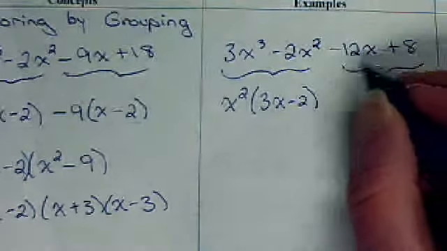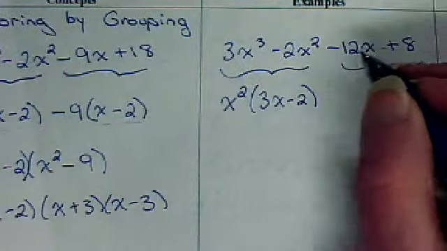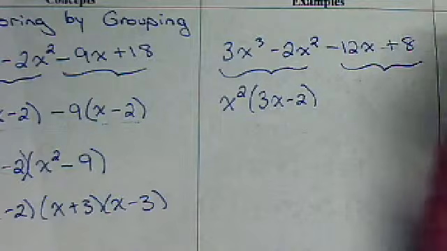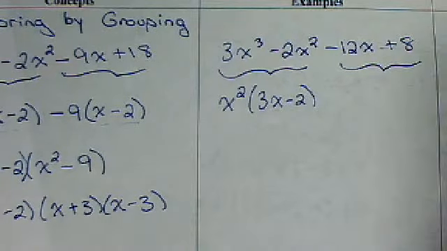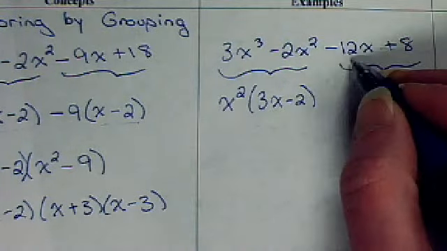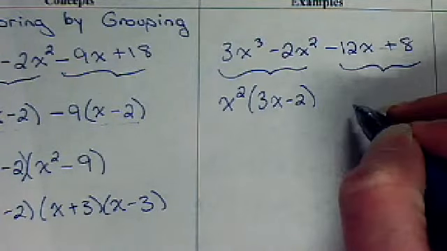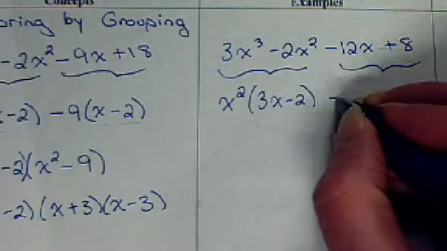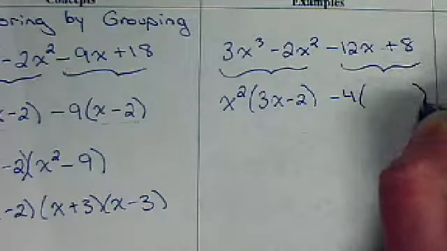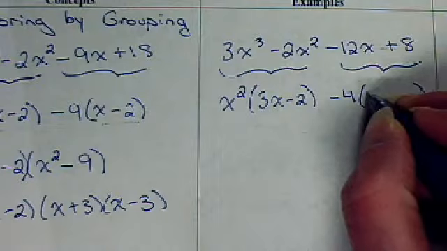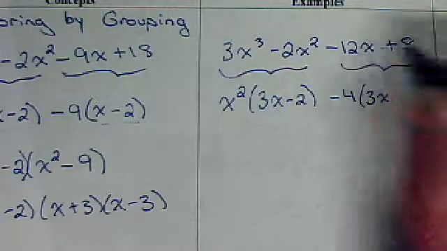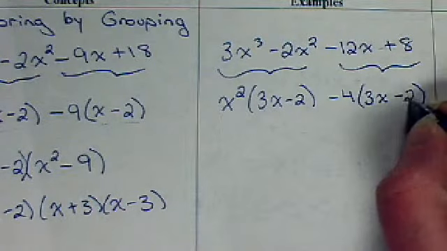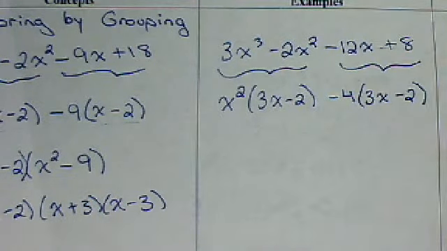Now out of these two, I can't factor out the 12, because not both of them have a 12. But both of them are divisible by 4. Now if I take out a negative 4, then that first term in the parentheses is going to be a 3x. So let's try factoring out a negative 4. Negative 4 times 3x gives me negative 12x. And then negative 4 times a negative 2 would give me a positive 8.